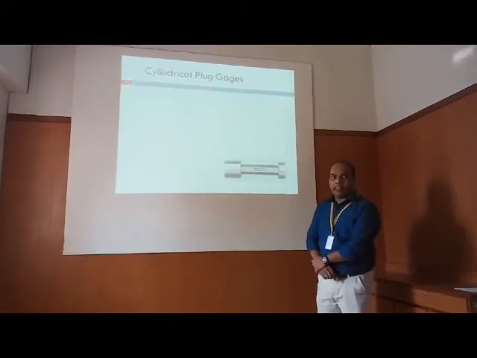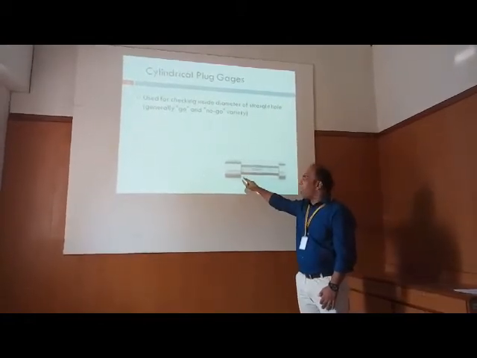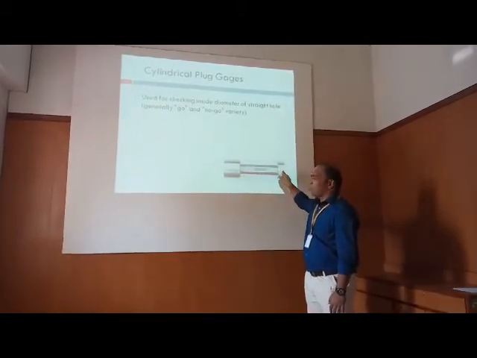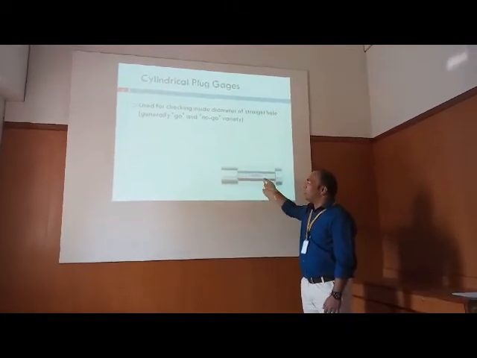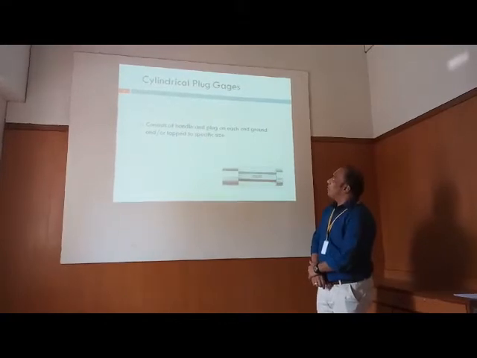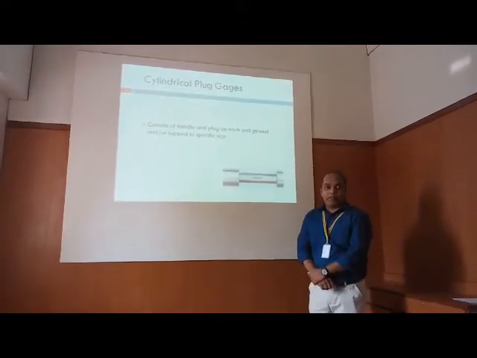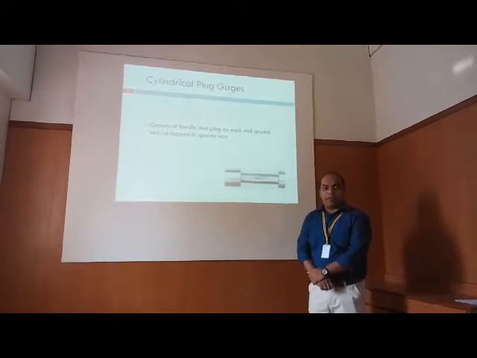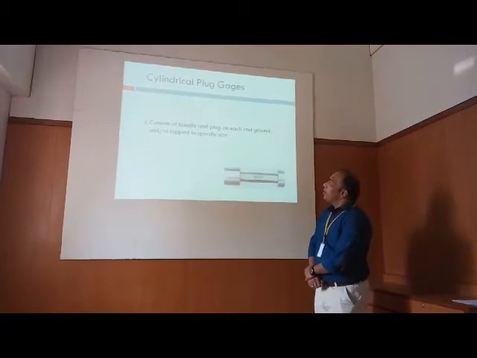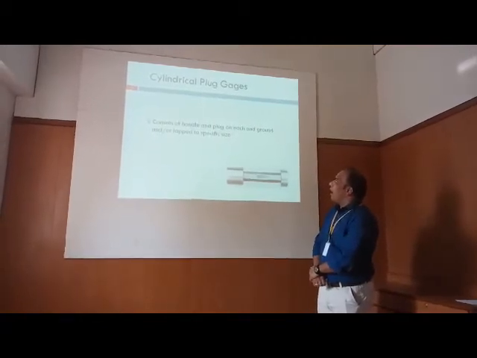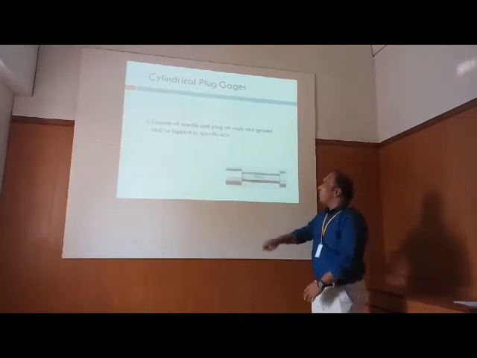As we can see, this is the cylindrical plug gauge shown in the diagram, having two cylindrical surfaces on the ends and one mating surface at the center. It is used for checking the inside diameter of a straight hole. Generally, the part where the cylindrical side goes is called go, and the part which does not pass is called no go. It consists of a handle and a plug on each end, ground or lapped to specific size. That's what we have seen.